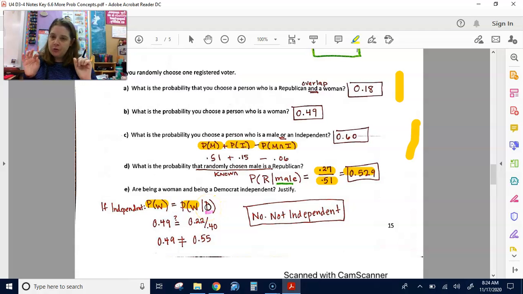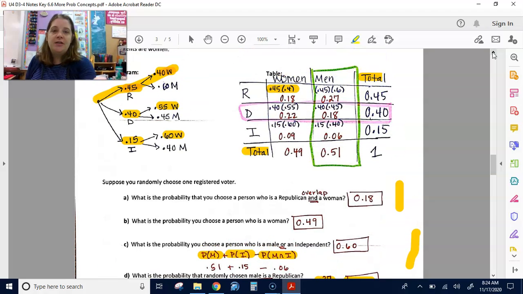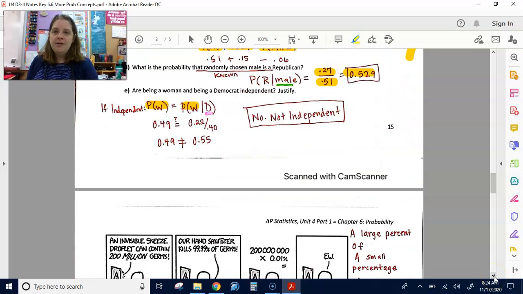Those should be equal. So I look up at my table, and the probability of being a woman is 49%. And the probability of being a woman, given that I know the person is a Democrat: I'm just looking at the Democrat part of the table, that 40%, and 22% out of the 40% would be that conditional probability. That would give me 55% for that answer. Those are not equal, so they're not independent. If those were equal probabilities, we would know that we would have independence.